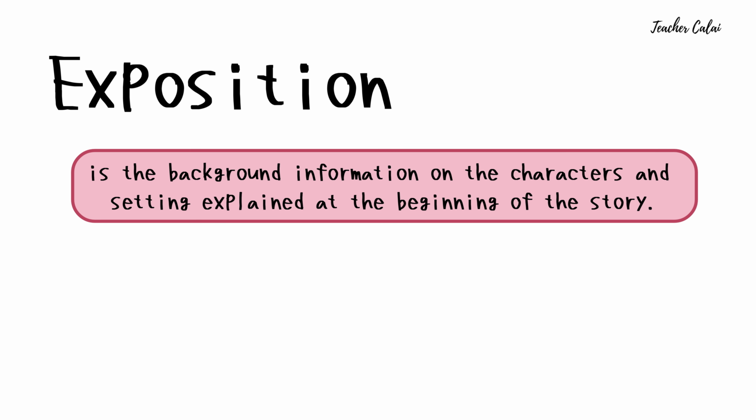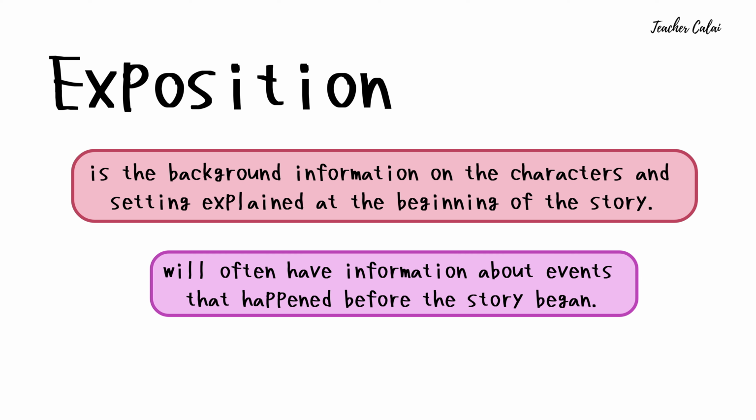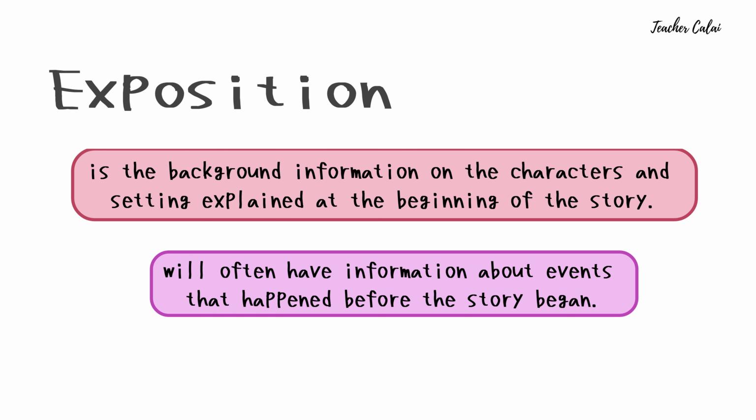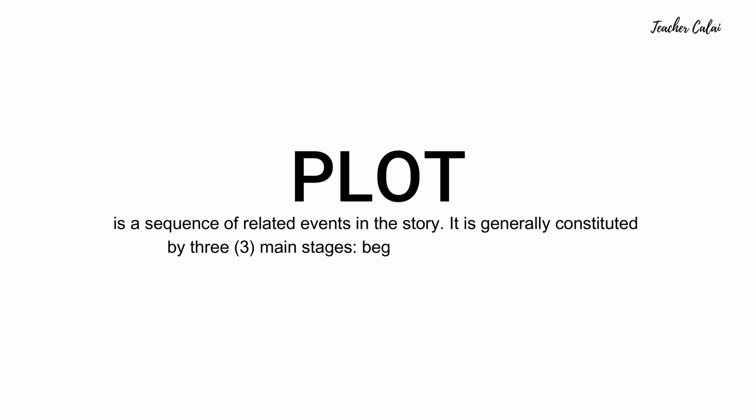It is also important for the readers to know that the exposition is the background information on the characters and setting explained at the beginning of the story. The exposition will often have information about the events that happened before the story began. Now let us go back to the plot of the story. When we say plot, it is a sequence of related events in the story. It is generally constituted by 3 main stages: the beginning, climax, and ending.